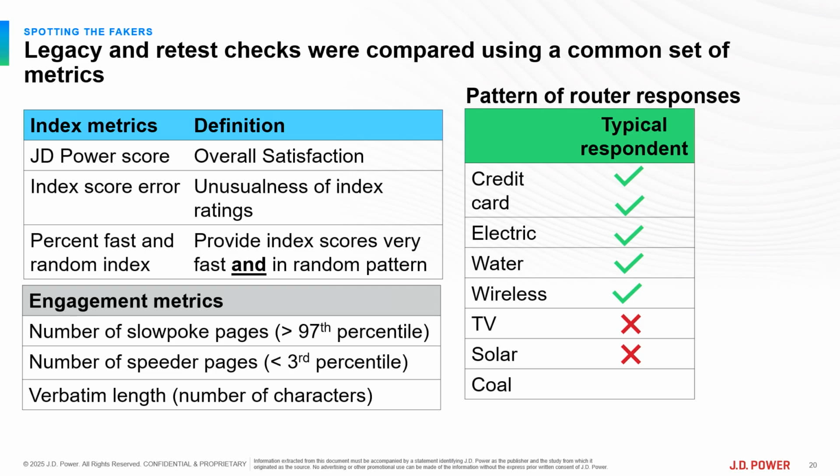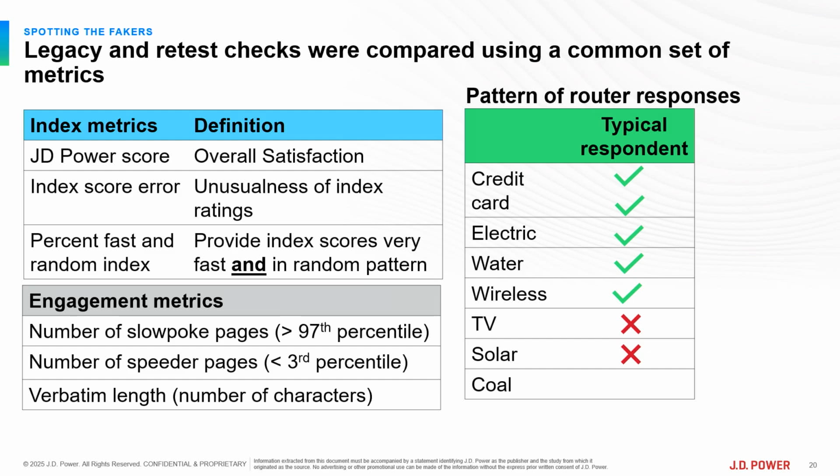As Jay mentioned, we profile respondents to determine survey eligibility. And so we asked them if they use a variety of products. This particular respondent is saying they have a credit card, they pay electric, water, wireless, but they don't have TV, solar, and coal. I'm not sure if you can see. Well, anyways, it doesn't matter. They don't have coal. So to me, I have no issues with this type of response pattern.